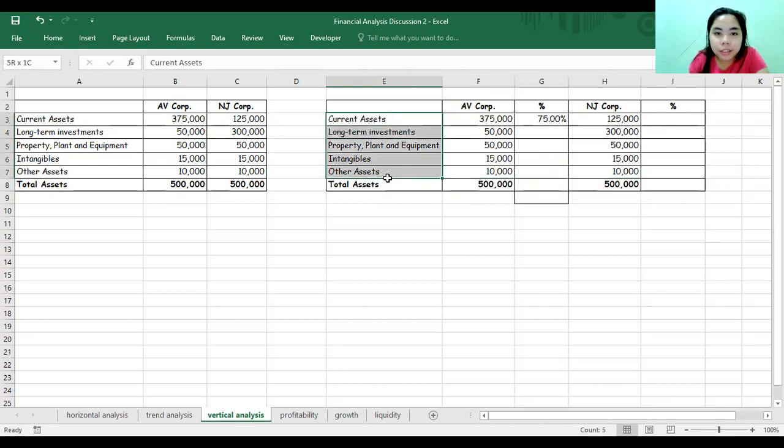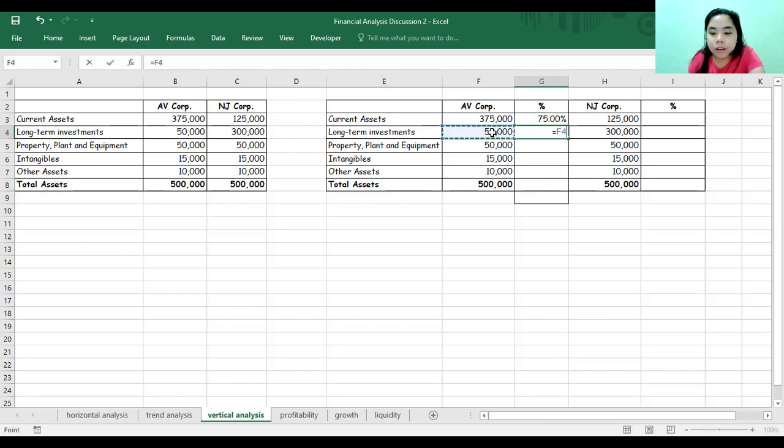These are all assets. So count how much is the percentage of current assets to total assets, of long-term investments to total assets, PPE, intangibles, other assets. Each of these in relation to our total assets. So for the current assets, for AB Corporation, we have 75%. This means that current assets of AB Corporation represent 75% of its total assets.